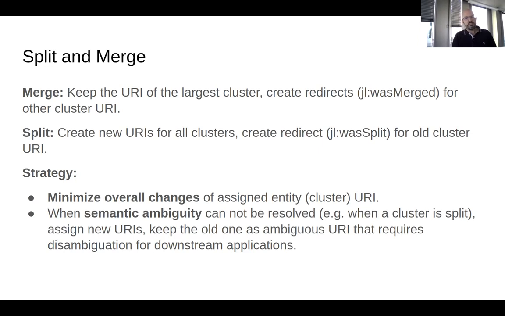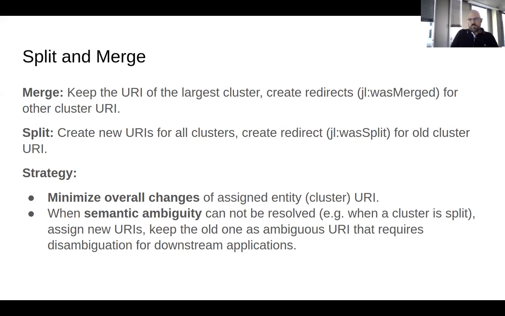And the idea here is that for one, we want to minimize the overall changes of the assigned entity URI. So when we have a huge cluster and we get some new additional resources, we of course try to keep this large cluster and just add the others to it. And if they already had a URI, we can just tell everyone that it has been merged, which is de facto another owl:sameAs link.